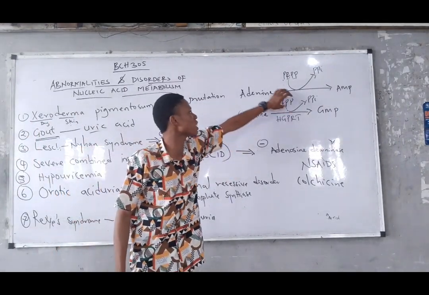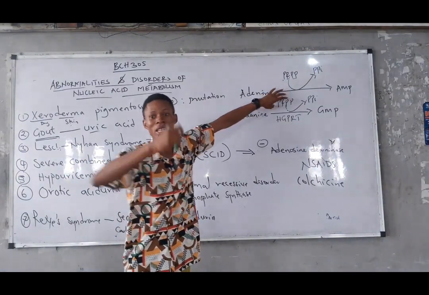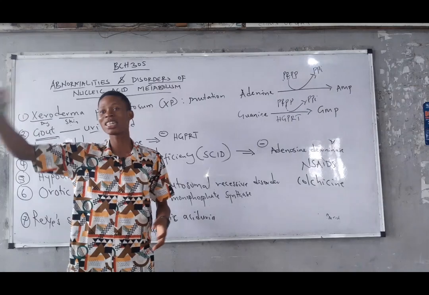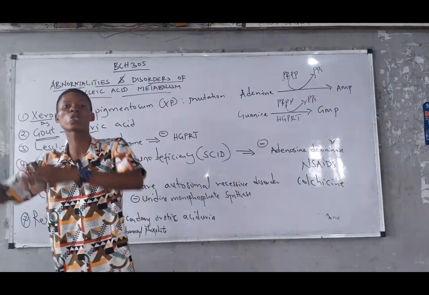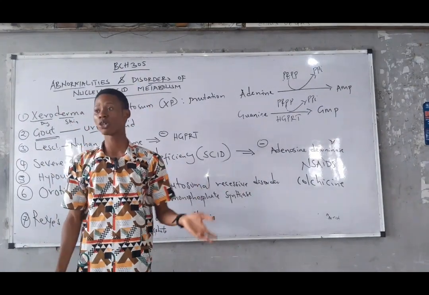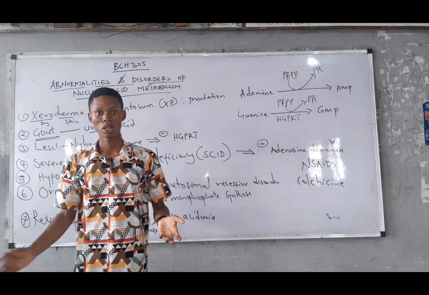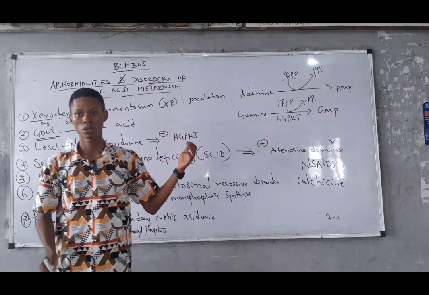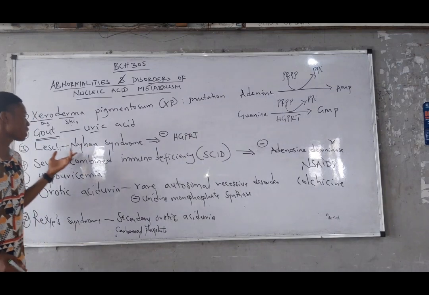Now, if this is accumulated here, it will increase the synthesis of purine de novo. And so, an increase in de novo purine synthesis will lead to excessive breakdown of purine also. Is it not? Uric acid will still be formed. Gout. Do you understand that? That is the Lesch-Nyhan syndrome.